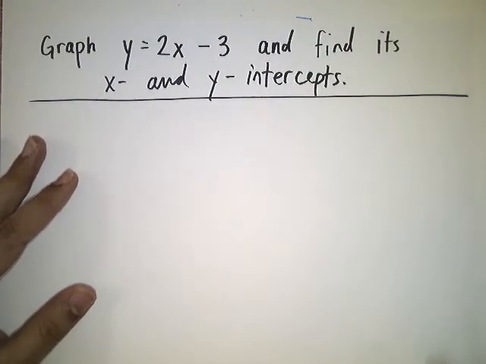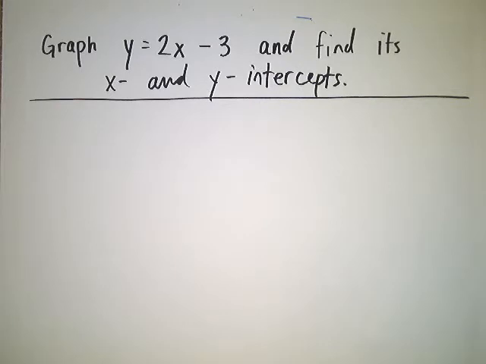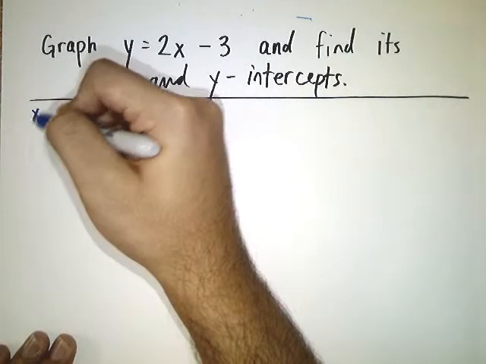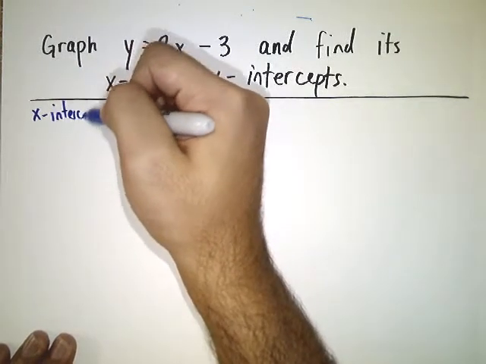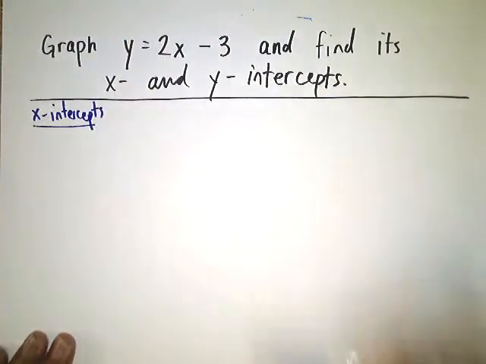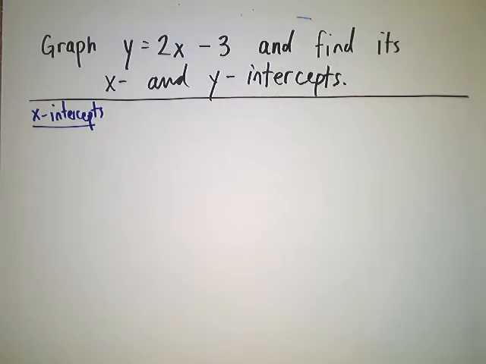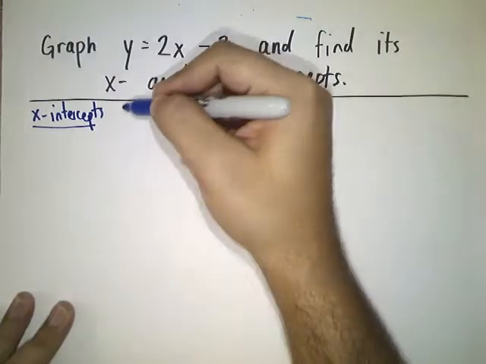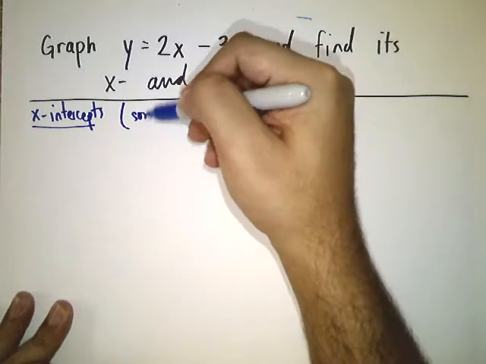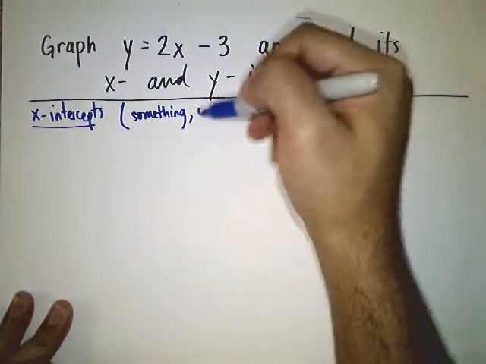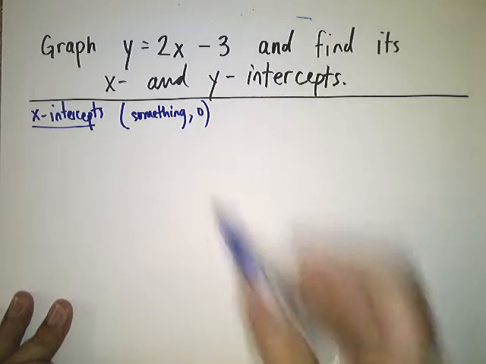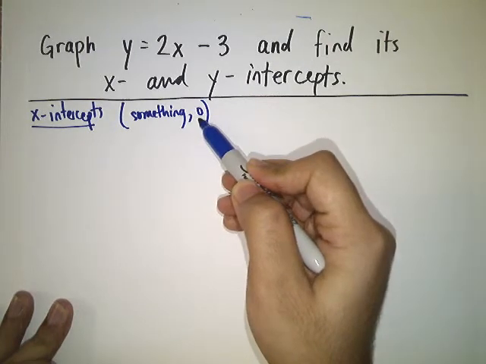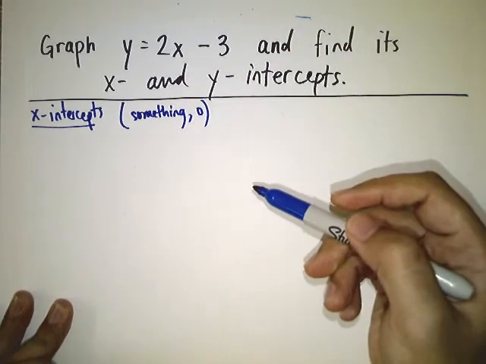Okay, we want to graph y equals 2x minus 3 and find its x and y intercepts. So let's start the same way. First, we'll find its x-intercepts. Now remember, the x-intercepts are on the x-axis. That means that their y-coordinates are 0, because you don't have to go up or down to get to them. So its coordinates are going to be something, 0. Look, 0 is in our y-coordinate there. We'll plug in 0 for y.